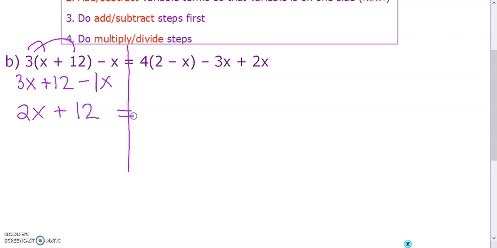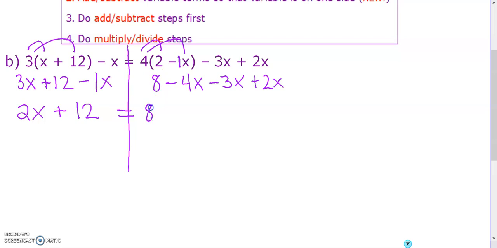So I'm going to stop right there and go ahead and look at the right side. I see parentheses. So again, before I do anything else, let's clean up those parentheses by distributing. 4 times 2 is 8, and 4 times a minus 1x is a minus 4x. Then we have minus 3x and plus 2x. There are lots of x terms over there, and I can combine them all just by thinking of them as integers. Minus 4, or negative 4, minus 3, plus 2.